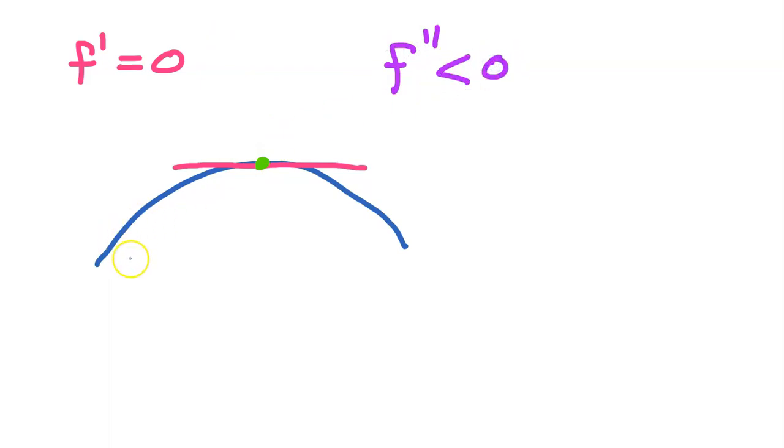But there is another way to justify that we have a relative maximum at x equals a. There are two parts to it. First, we have to say that f prime is equal to 0 at x equals a. That means that we have a horizontal tangent line. But then we have to say that f double prime is negative. That guarantees that the function is concave down, which creates this local maximum.